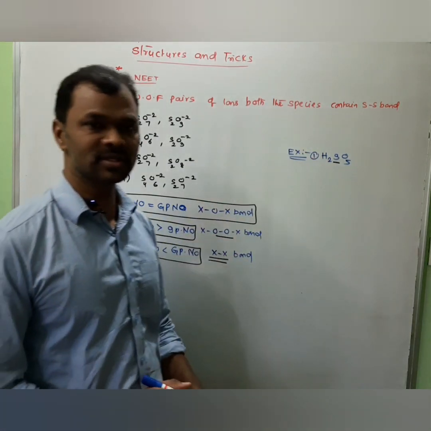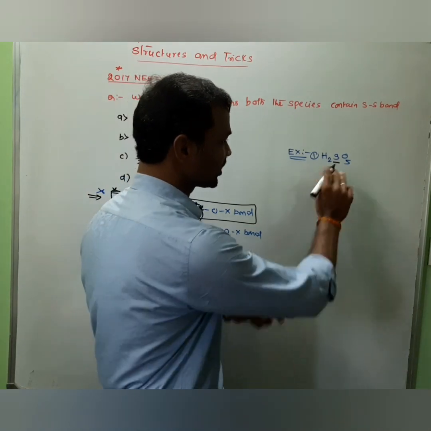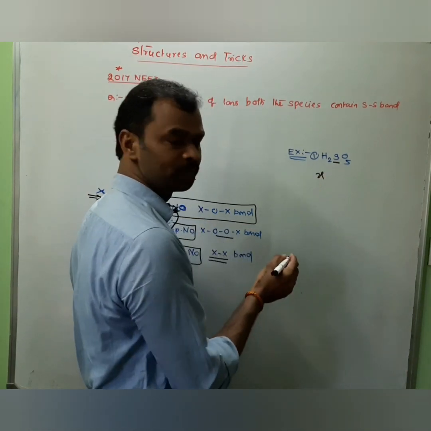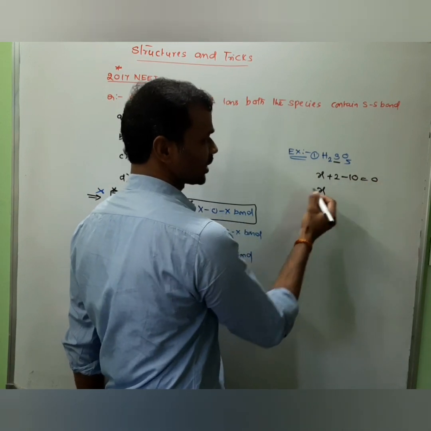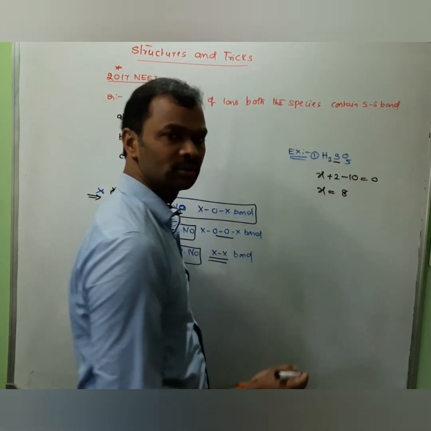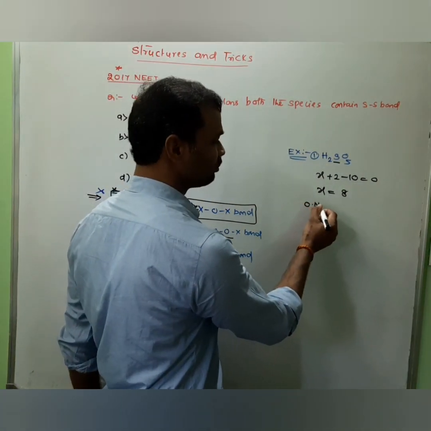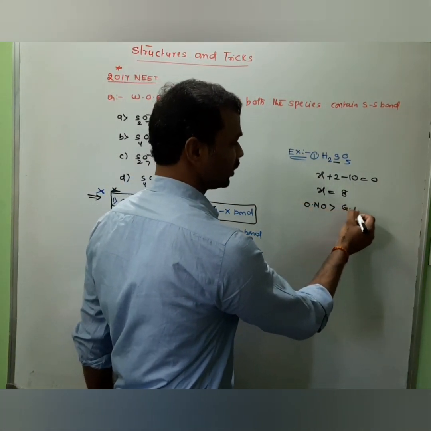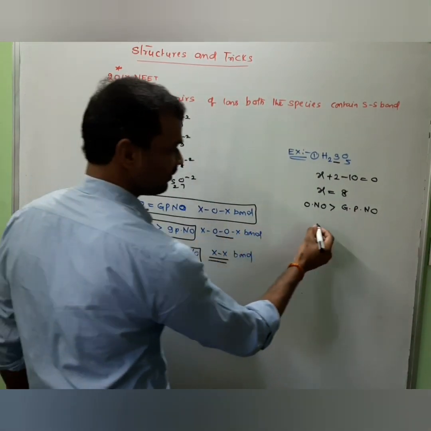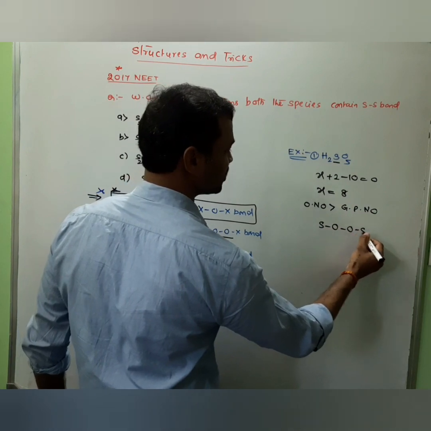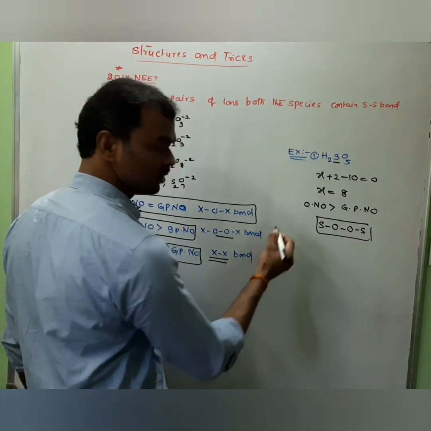Now let us discuss the first example, H2SO5. If you observe the oxidation state of sulfur, x plus 2 minus 10 equals 0, x equals, we are getting 8. Sulfur belongs to the 6th group, therefore oxidation number is greater than group number. If oxidation number is greater than group number, it contains a peroxy linkage. That is the first example.